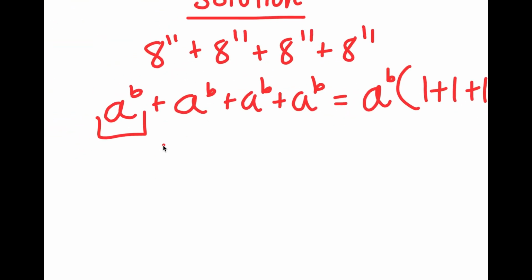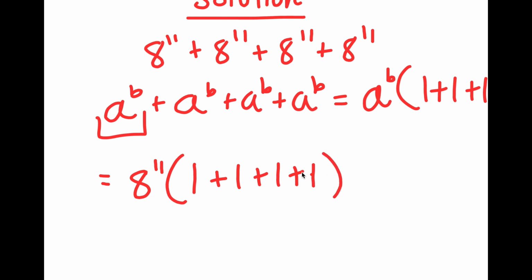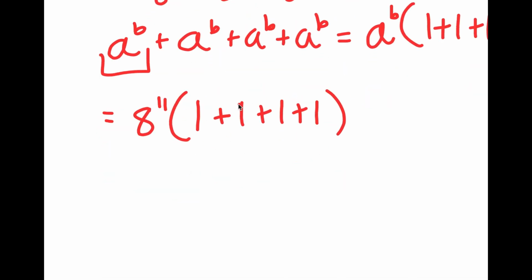So in this case, a to the power of 11 plus a to the power of 11 plus a to the power of 11 plus a to the power of 11, I can factor out a to the power of 11. So I get a to the power of 11 times 1 plus 1 plus 1 plus 1. Now I can solve what's in the parentheses. 1 plus 1 is 2, 2 plus 1 is 3, and 3 plus 1 is 4. So I get a to the power of 11 times 4.